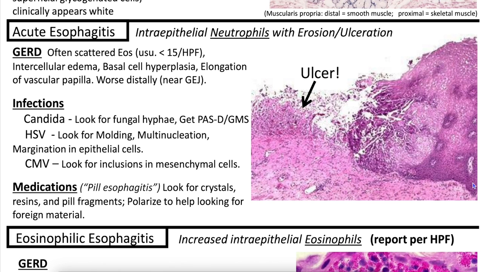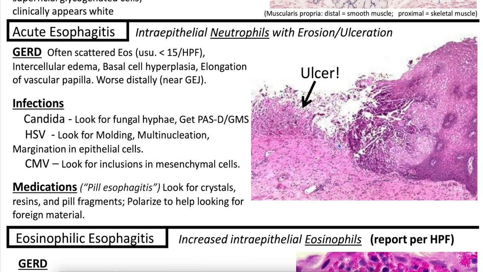It's worse distally near the GEJ because it's near the stomach, and that's where there can be acid backflow. Infections include, you want to think about Candida, look for their hyphae, get your PASD or GMS if you're unsure. In the epithelium, look for herpes effect. Look for the 3 M's: molding, margination, multinucleation. And for CMV, look for the mesenchymal cells, look for these giant inclusions.